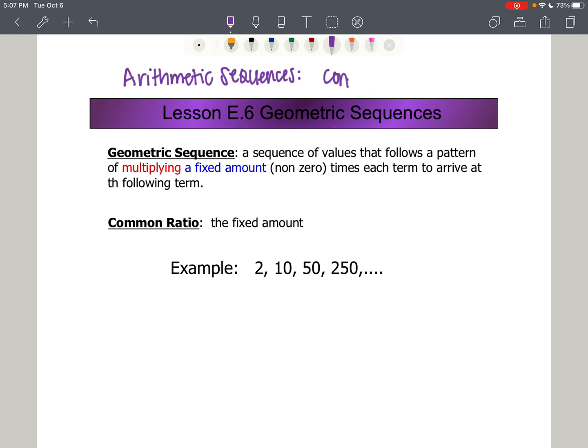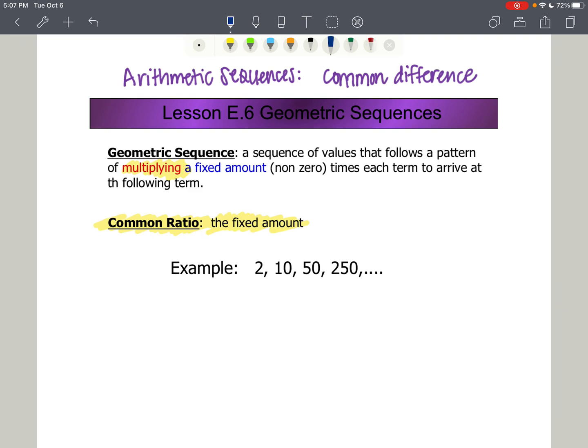work with geometric sequences. So arithmetic sequences had a common difference. That's what we added to get from one term to the next. Geometric sequence, we're going to multiply. That is highlight worthy. We're going to multiply to get from one term to the next. And the amount that we multiply by is called the common ratio. The common ratio.